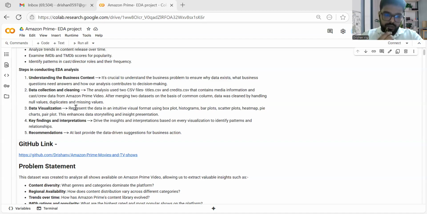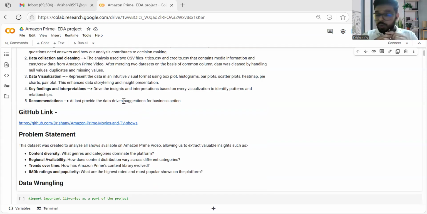The third one is data visualization. We can represent the data in a visual format using various charts like box plot, bar plot, count plot, histogram, heat map, and pie charts. This enhances data storytelling and insight presentation, which is a beautiful way to represent the data in the form of charts. This will also be discussed in a later part.